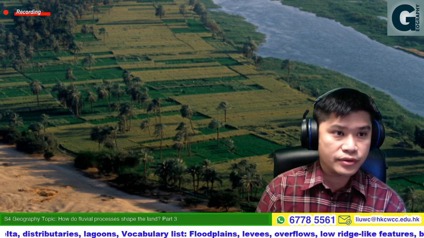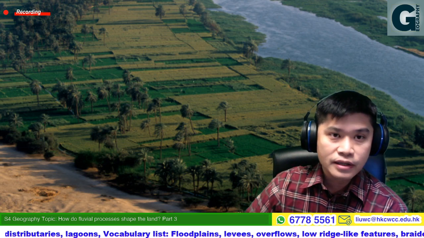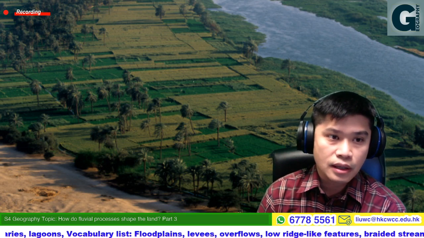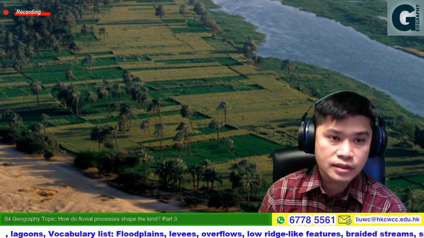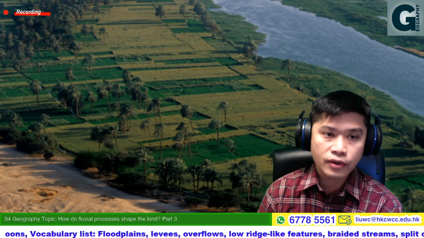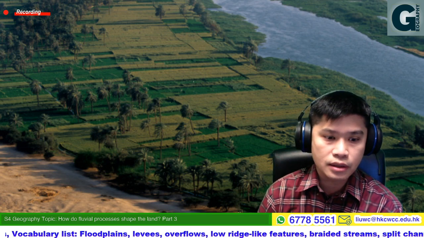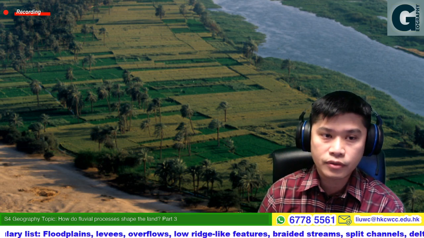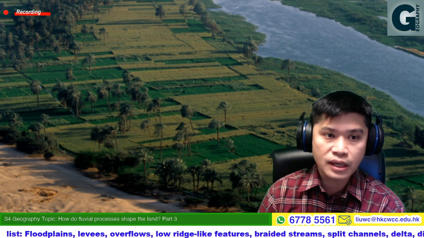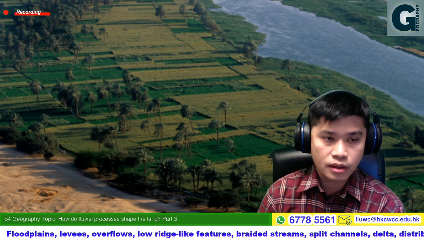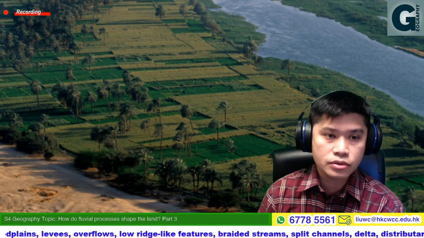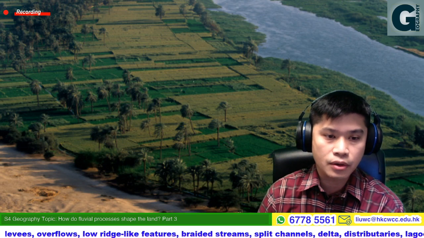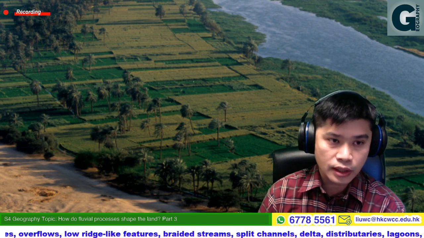So today this is S4 geography. We're going to continue on the topic: how do fluvial processes shape the land? Today will be part three. Last time we talked about the landscape in the middle course and the lower course, and I explained the formation of the meander and the Oxbow Lake. Today I will continue to explain the features, the landforms that may occur at the lower course.